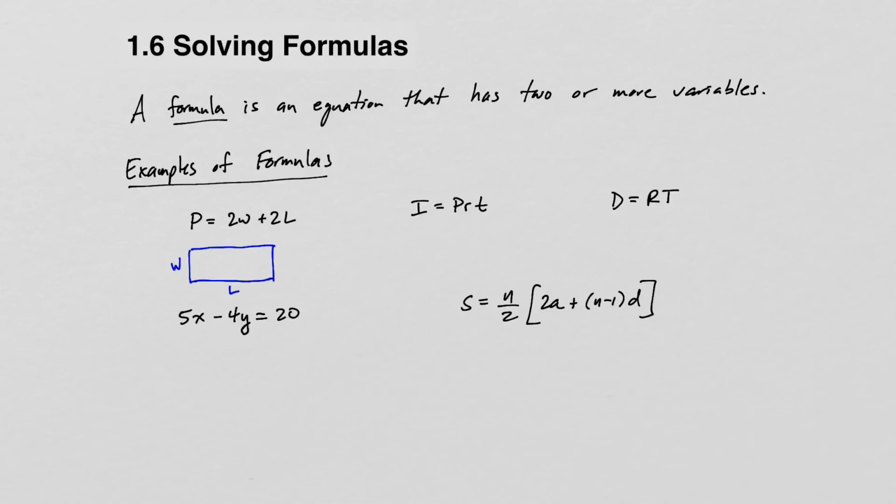And our last example of a formula, pretty complicated one, S equals N over 2 times the quantity 2A plus the quantity N minus 1 times D. And this is the formula for finding the sum of an arithmetic series, which you don't need to know what this formula is used for right now, but notice that it is a formula that has four variables. We have an S, N, A, and D.